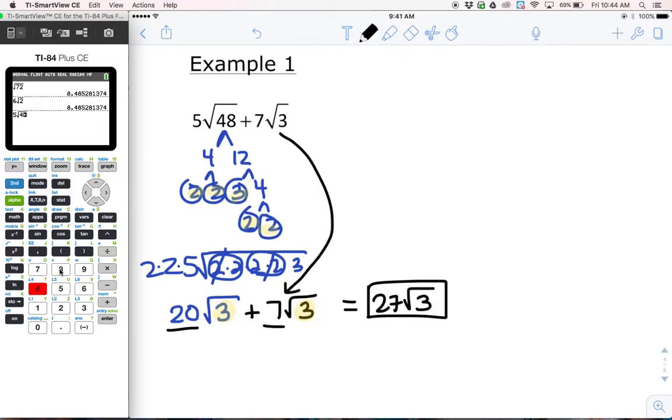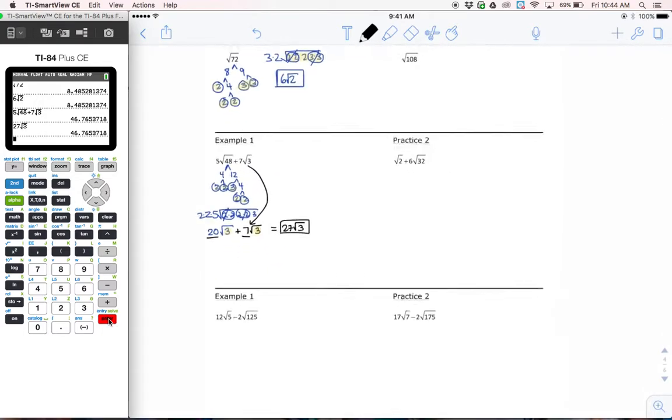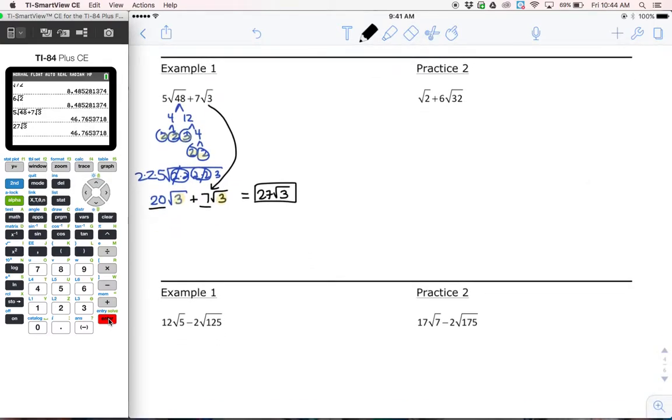Again, this is definitely something you could always be checking because it's super quick and simple. We've got 5 square root of 48 plus 7 square root of 3. And we get this decimal. Then we check our answer, 27 square root of 3, and we should get the same crazy decimal, and we do, so we know we're right. Try the second example over there in Edpuzzle.